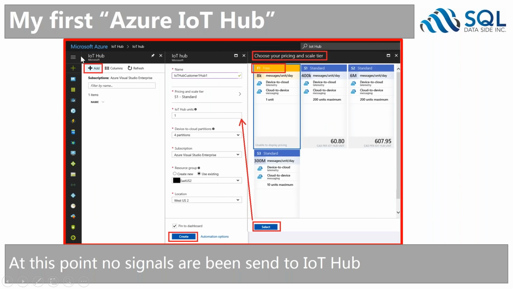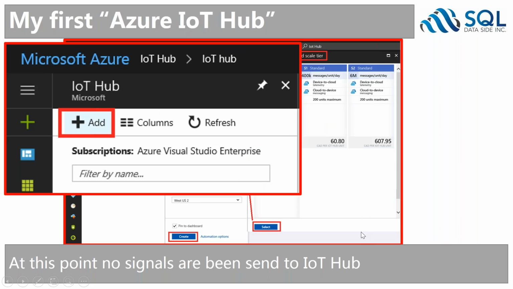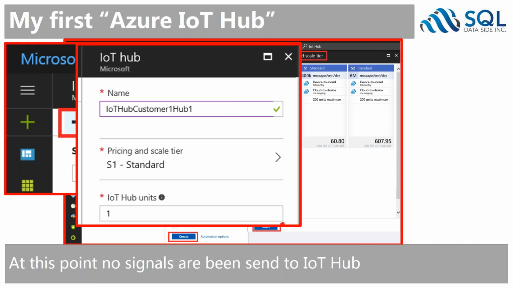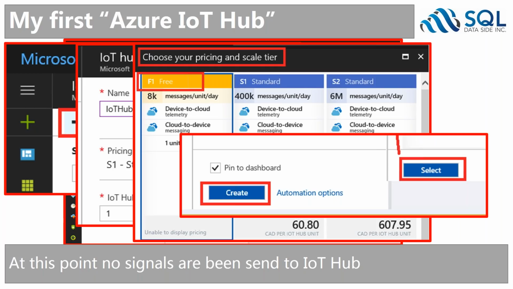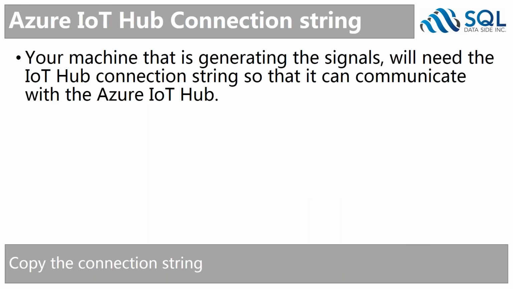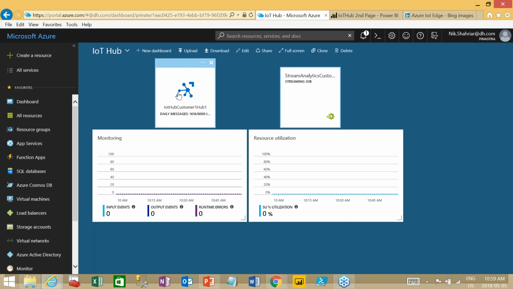So I'm going to start doing this setting. How do I do that? Let's start one by one. You click Add, you give your IoT Hub a name, you pick the standard tier or the free version. There's a free version for developers, and basically you just select and create, and you're done. So right now I just created the IoT Hub. What does it mean? It means I just created this.